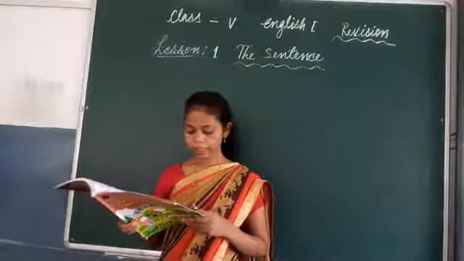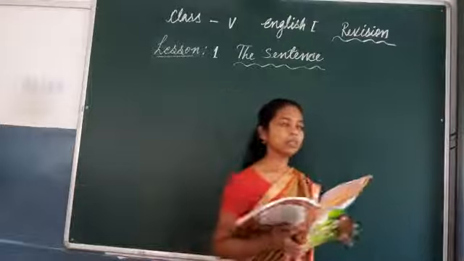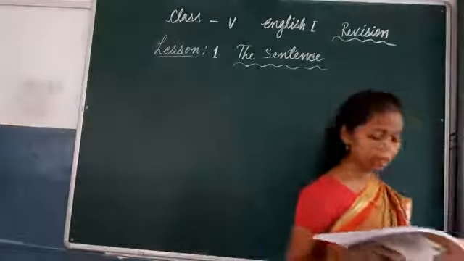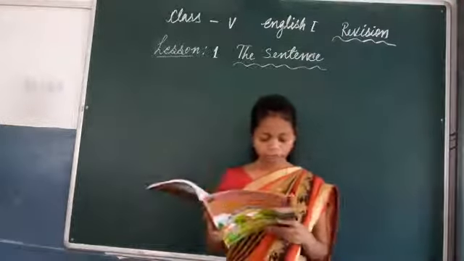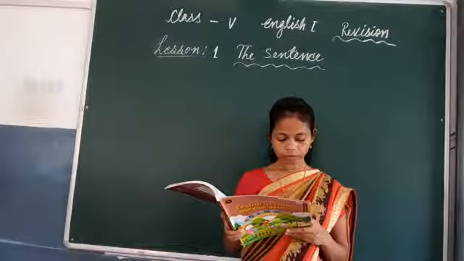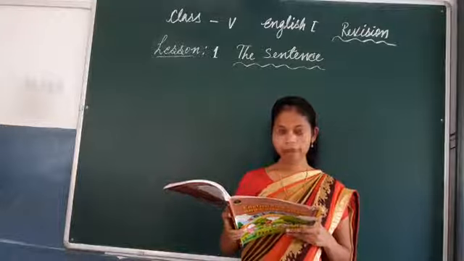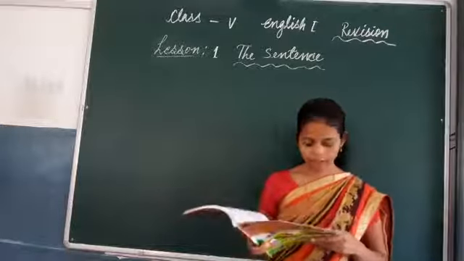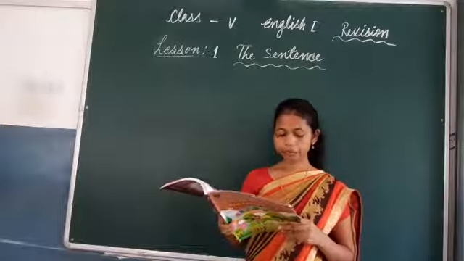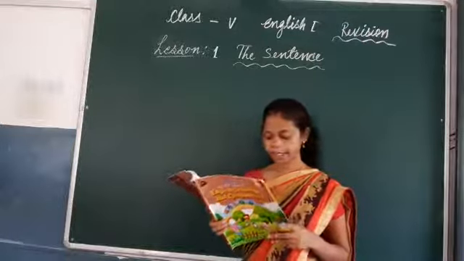Ants spoiled the picnic. So ants is the subject. Spoiled the picnic is the predicate. Number 4. We were very late for the film. We is the subject. Were very late for the film is the predicate.